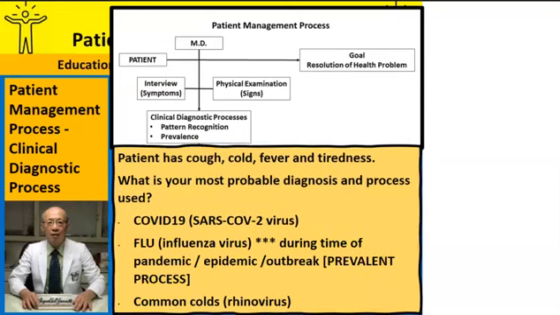During time of flu pandemic, epidemic, and outbreak, when COVID-19 and common colds are not common, then flu should be the primary diagnosis. The process used here is prevalence.